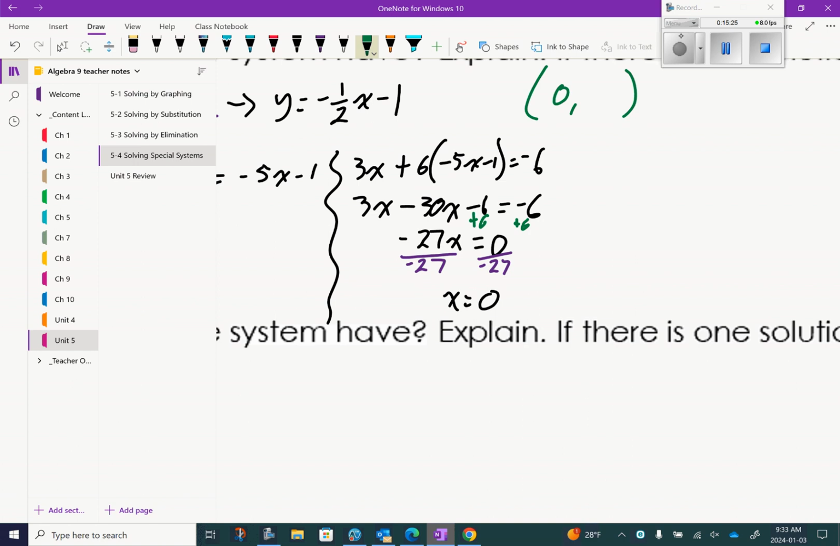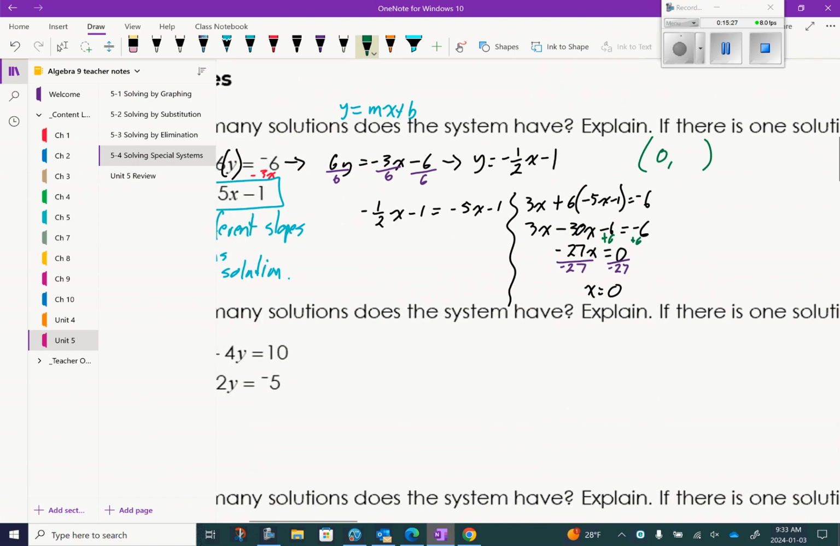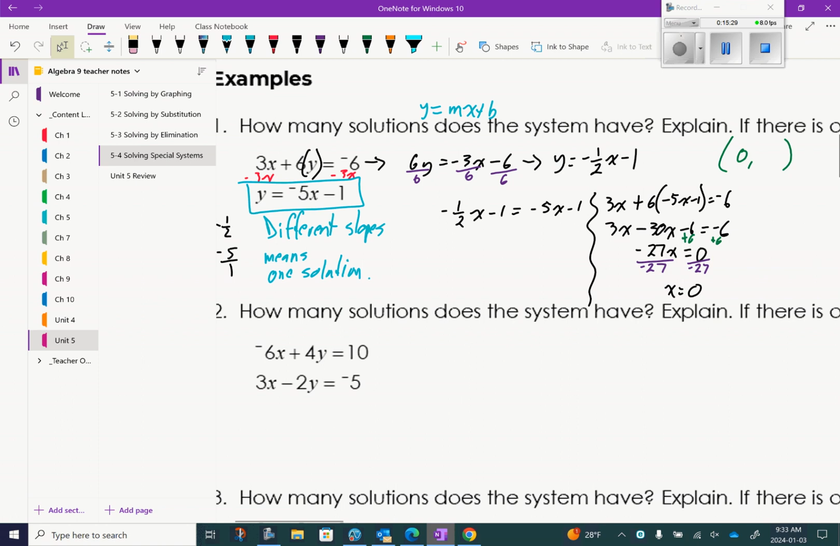Now we're going to take that x and solve for y. Go back, maybe substitute it into this first one here, or maybe the second one, and say y is equal to negative 5 times 0 minus 1. Well, negative 5 times 0 is 0. Y equals negative 1. The point of intersection here appears to be at the point 0, negative 1.